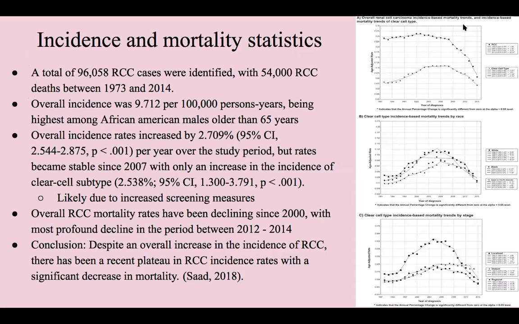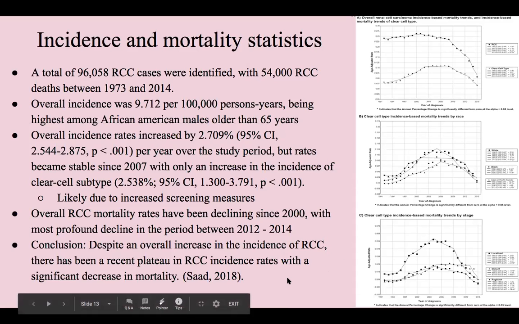Incidence and mortality statistics. A total of 96,058 RCC cases were identified, with 54,000 RCC deaths between 1973 and 2014. Overall incidence rate was 9.712 per 100,000 person-years, and it increased by 2.79% per year. Rates have become stable since 2007, with only an increase in the incidence of clear cell subtype. The overall RCC mortality rates have also been declining since 2000, despite the incidence rates increasing.